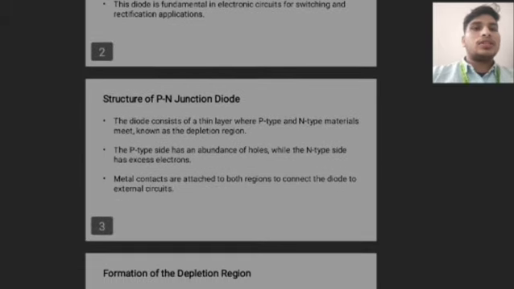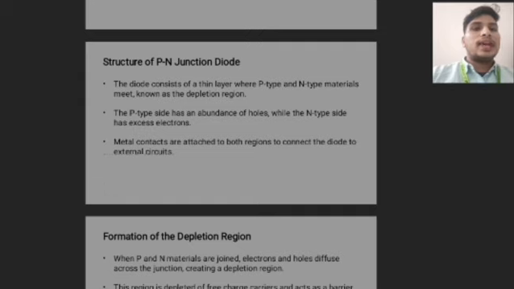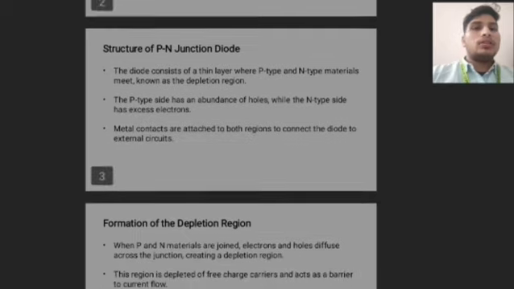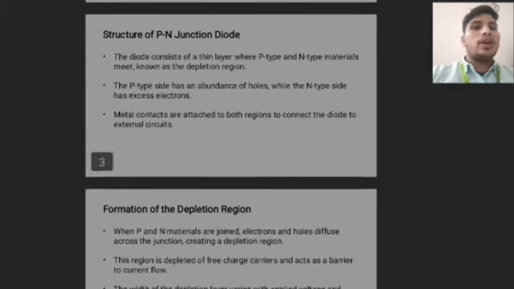Structure of PN junction diode. The diode consists of a thin layer where P-type and N-type materials meet, known as the depletion region. The P-type side has an abundance of holes, while the N-type side has excess electrons. Metal contacts are attached to both regions to connect the diode to an external circuit.